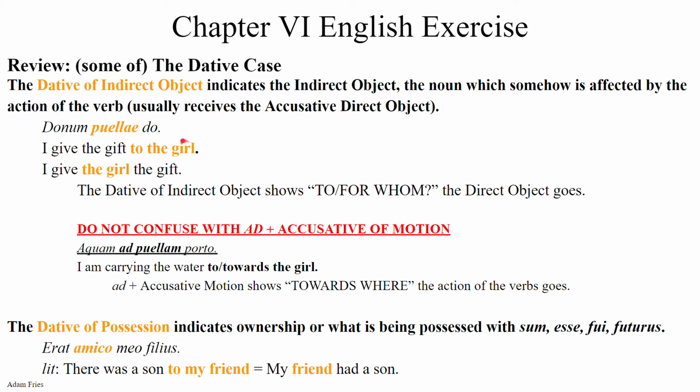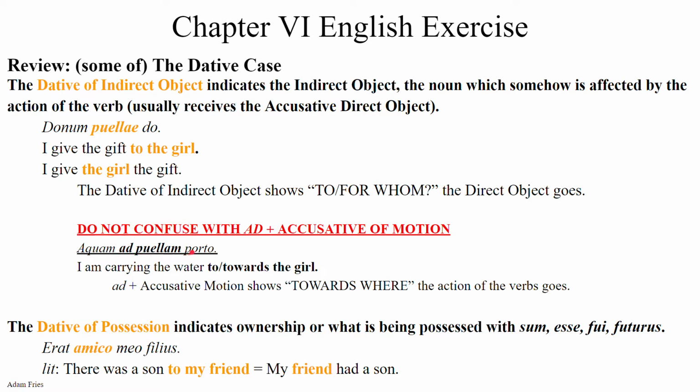Do not confuse this with ad plus the accusative of motion. We are not moving towards the girl. That would be ad puellam, towards the girl, movement towards. So porto, I am carrying aquam, water, towards the girl, meaning that there's this direct object that I am carrying and it's in motion towards this girl. Here I am giving the gift to the girl. I'm not moving towards her, I'm just handing this gift off to her.